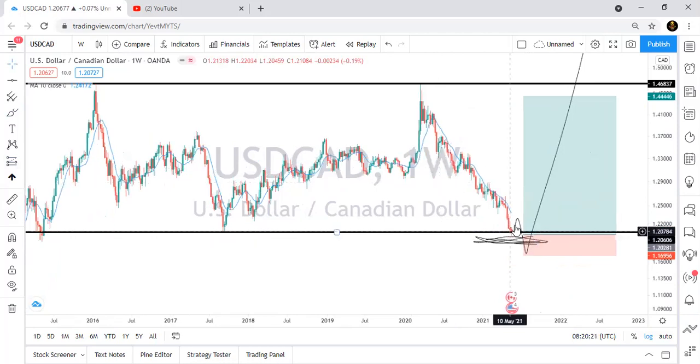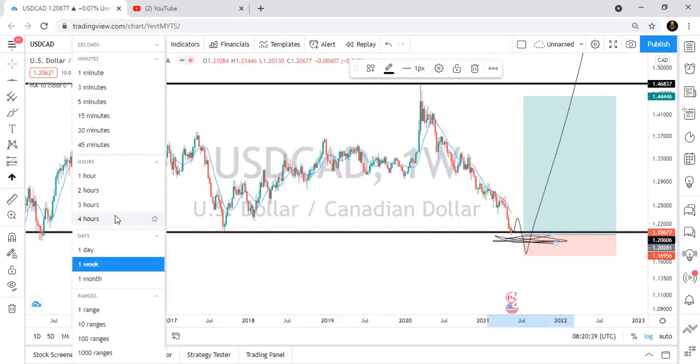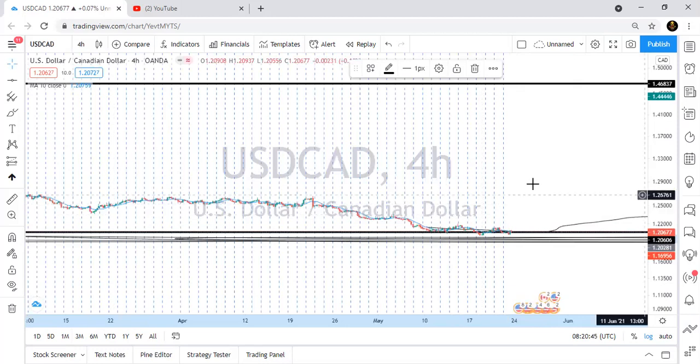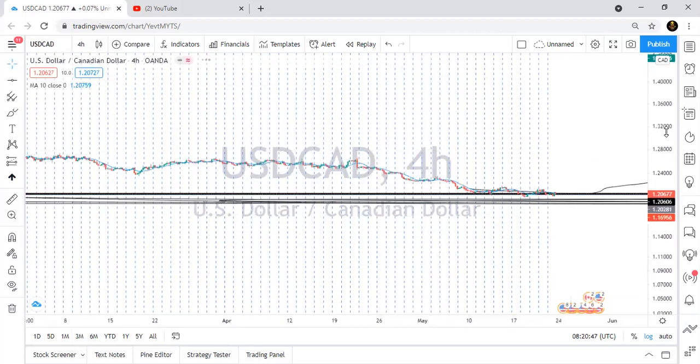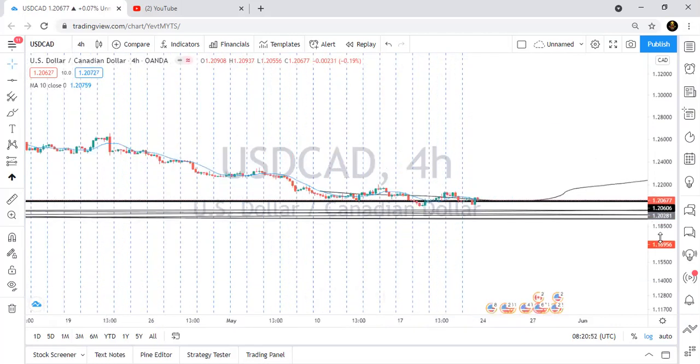I'll let the buyers go in, because many people will be putting orders here. This will be an area of liquidity, a lot of money standing there. So price comes in and takes them out before it goes. Then I'll go to my 4-hour time frame, because I already know my area of interest.